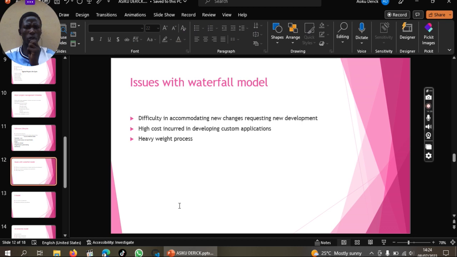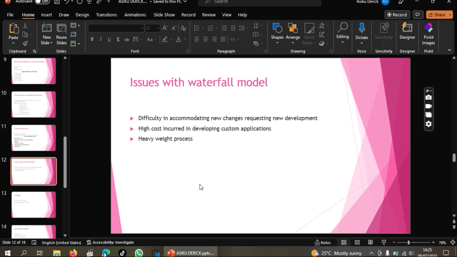Then issues with the waterfall model. These are the challenges with the waterfall model. The first challenge is that it is difficult to accommodate new changes, which usually forces developers to request a new development. Waterfall, since it is not iterative, after completing the first step, it will always close and the next starts from scratch. You start from scratch.